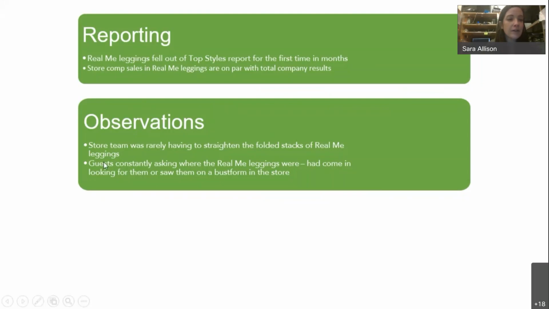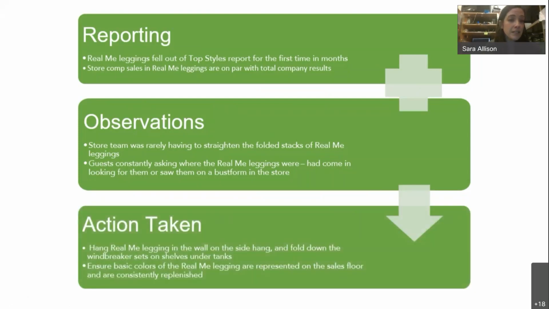The other thing we were noticing is guests were constantly asking where the Real Me leggings were. They had either come in looking for them, or maybe saw them on a bus form, or their friend told them about them. But then they were getting into our space and they couldn't find them. And they were asking all of the brand ambassadors where they were located. So we took those two things together and decided to take some action. We decided to hang the Real Me leggings in the wall on that side hang and instead fold down some of the more fashion pieces on the shelves at the bottom.